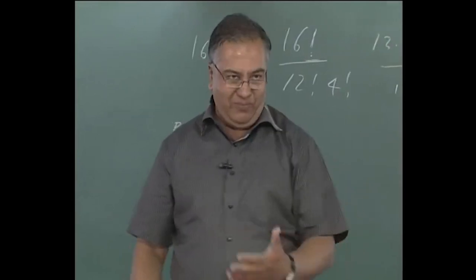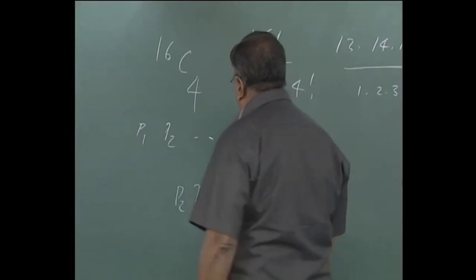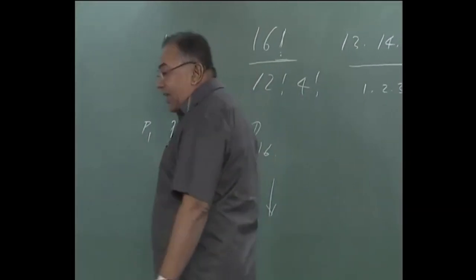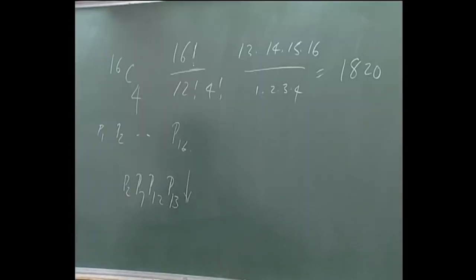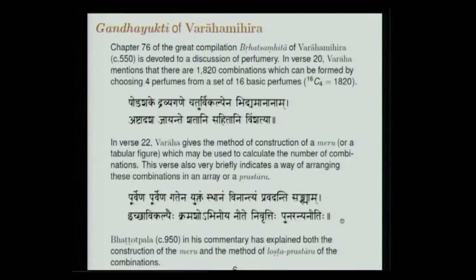But now there are 1820 possibilities, and as I said, once you have a combinatoric problem, you should give a rule to list all of them. So, a rule to list all these combinations, and that is what is given. A 1820 row array, and that is what is given in just this half verse of Varahamihira.